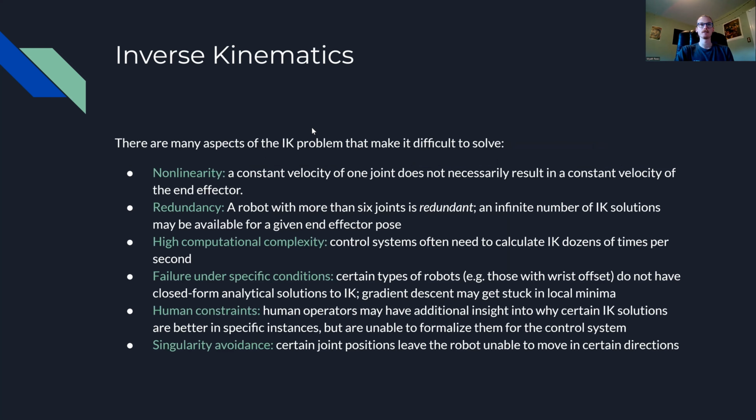There are many aspects of this problem that make it difficult to solve. It is a nonlinear problem. A robot with more than 6 joints is redundant, meaning that it may have an infinite number of IK solutions. Traditional methods suffer from high computational complexity. Certain types of robots do not have closed-form analytical solutions. There may be human constraints that play into choosing a redundant solution, but they are difficult to formalize. And certain joint positions can leave the robot in a singularity, making it unable to move in certain directions.